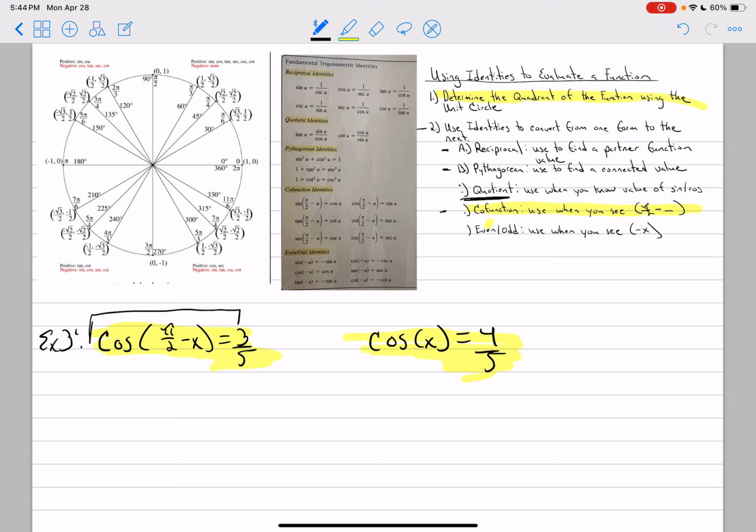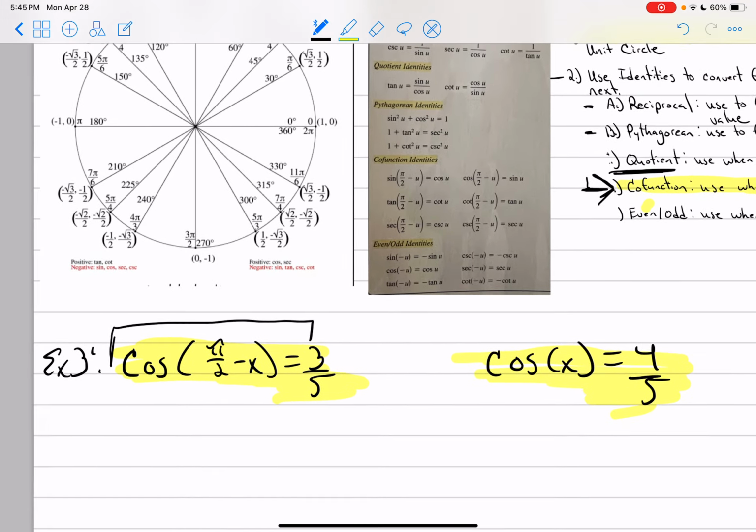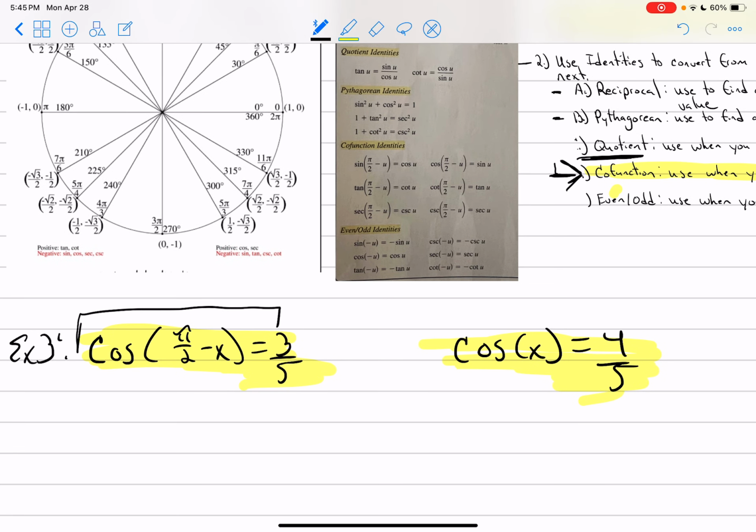Hopefully you tried to figure that out and skipped down to look at this part. It says a cofunction. Use this when you see pi over 2 minus something. So I'm going to look at these cofunction identities. And here's the one: the cosine of pi over 2 minus u, or x, equals the sine. So really, this whole thing just means the sine of x equals 3/5.